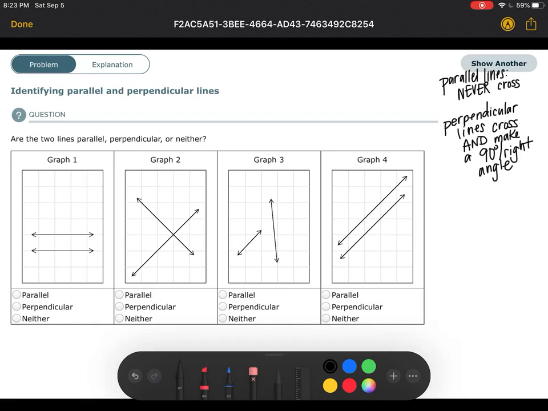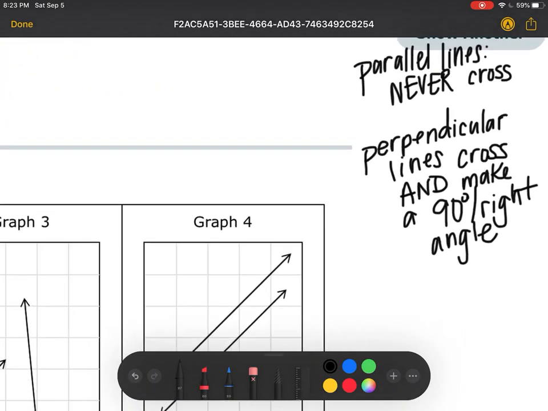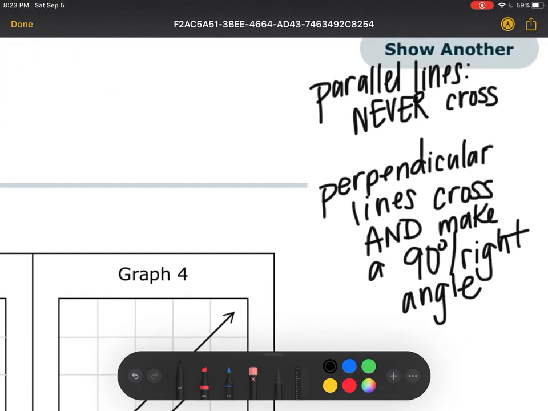Alright guys, so this video is going to talk about identifying parallel and perpendicular lines. So it's important to know that parallel lines never ever cross. The lines that you need to know aren't just a line that goes from here to here. They technically go forever and ever in any direction. So that's what those little arrows mean.